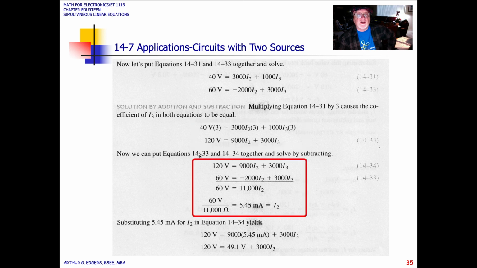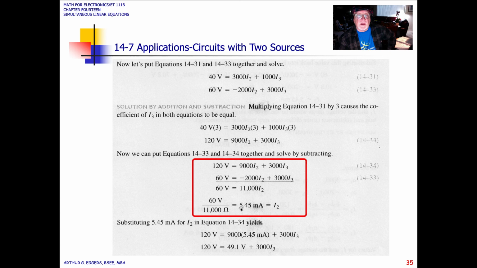Now we can put the equations 33 and 34 together, and since we're looking for a difference, we can solve by subtraction. So we're going to subtract the two expressions from each other. In doing so, we cancel out or eliminate the I3 expression, 3,000 minus 3,000, and by subtracting, we add 2,000 to 9,000, which gives us 11,000, and we subtract 60 from 120, we get 60 volts. So now we have a very simple expression, 60 divided by 11,000, which gives us 5.45 milliamps, or current I2.